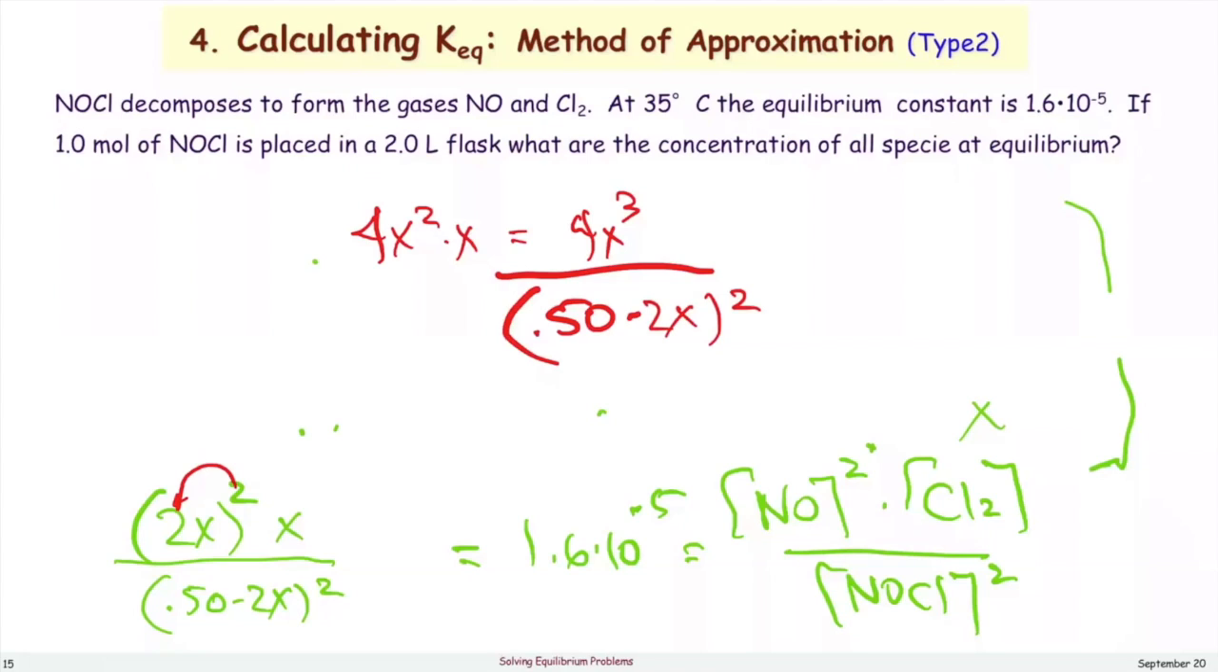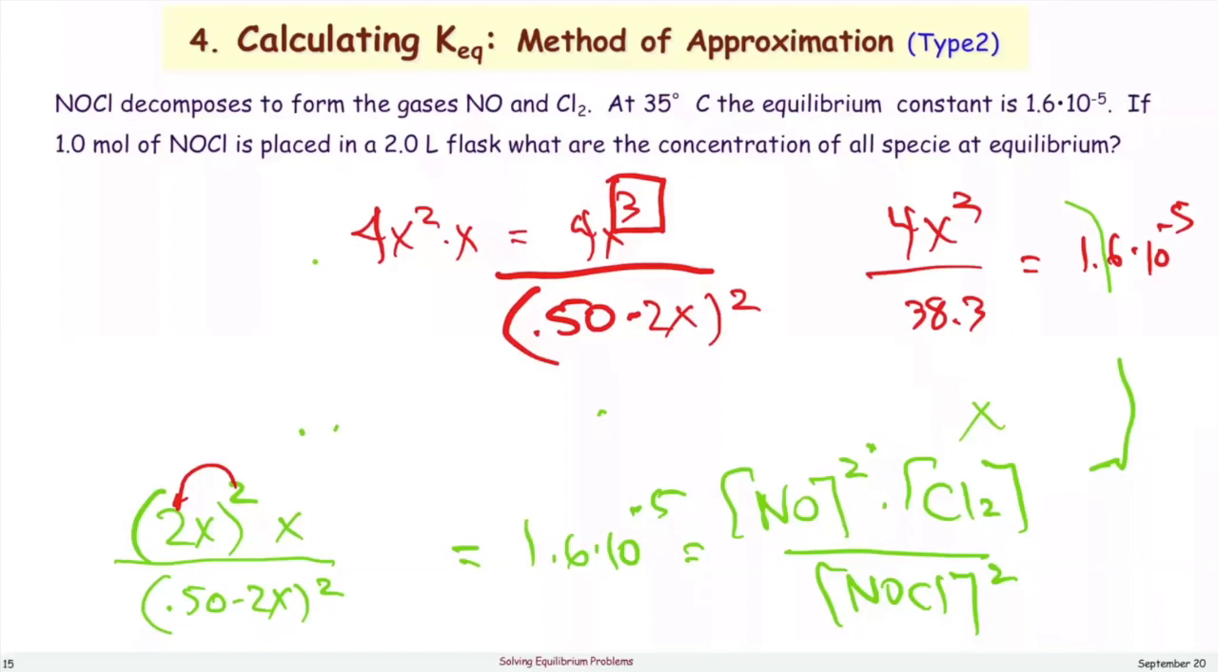Once you have this right here, if you have a polynomial in order of 3, then that becomes a math problem. There's probably an easier way. If it was just, let's say that we have 4x cubed and this is a number like 38.3 equals 1.6 times 10 to the minus 5, you can solve this because x will be the cube root of what's the other side. It's not a polynomial. It's just a term with x cubed. That's an easy problem to solve.